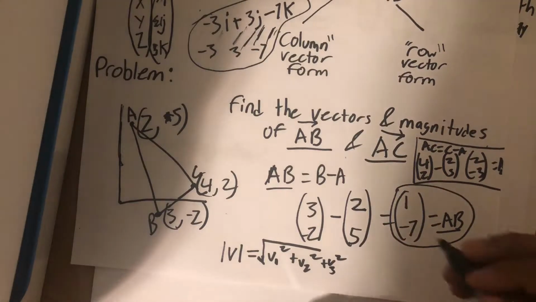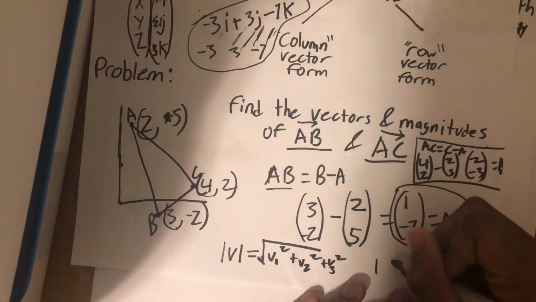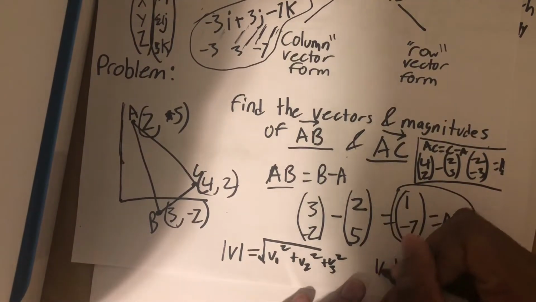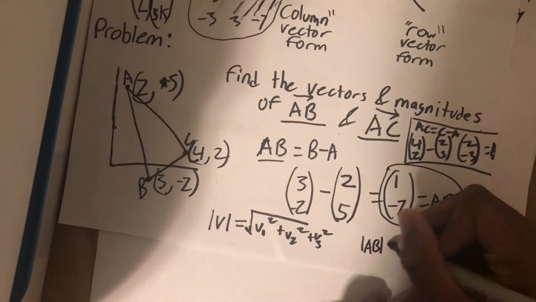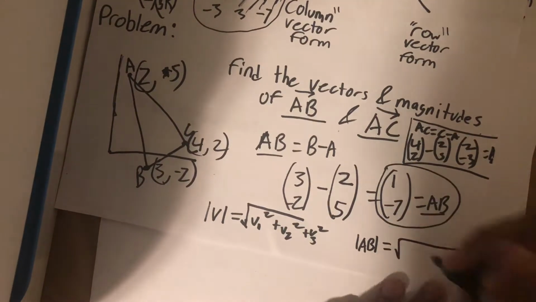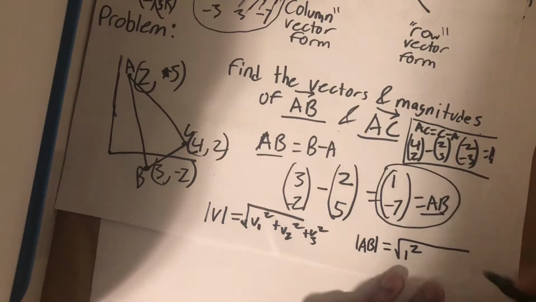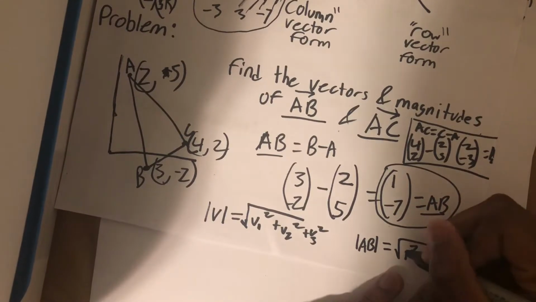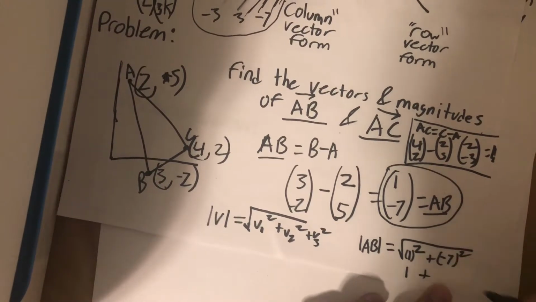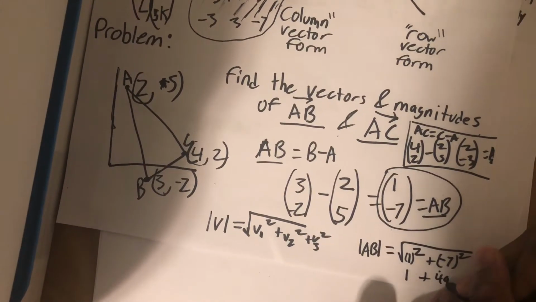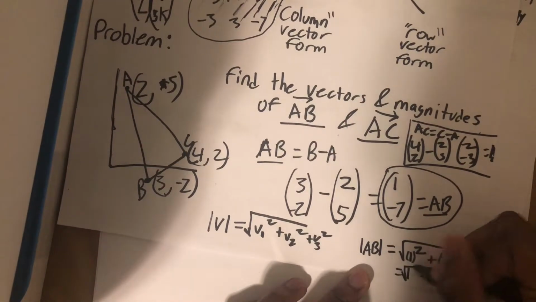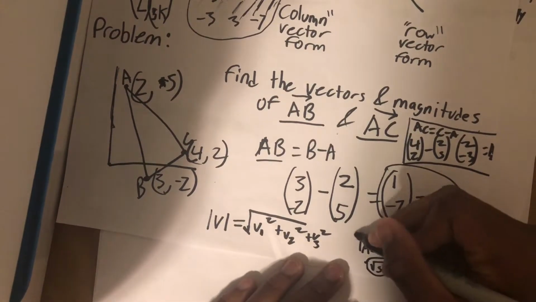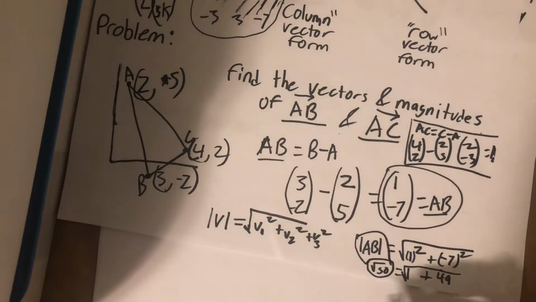So now we have the magnitude of, we're gonna do AB first, which you got is 1, negative 7. So the magnitude of AB is equal to the square root of, the first quantity is 1, square that, and then plus the second quantity, which is negative 7, gonna square that. So that ends up equaling 1 plus 49, and that equals the square root of 1 plus 49, which equals the square root of 50. So the square root of 50 would be our answer for the magnitude of AB.